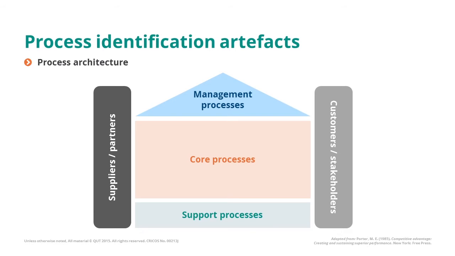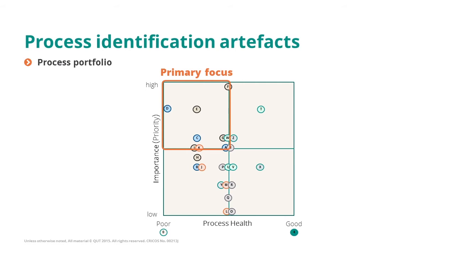The second output of process identification is the process portfolio. This is another view on the set of processes of an organization. This time, the processes are prioritized according to a number of relevant dimensions. One of which will be, for example, the importance of that business process to the strategic objectives of the organization. Another dimension could be the health of the process, meaning is the process functional or dysfunctional.